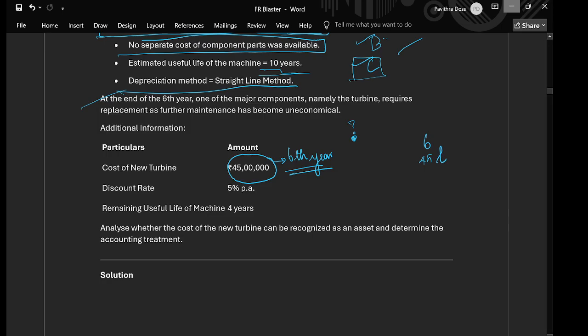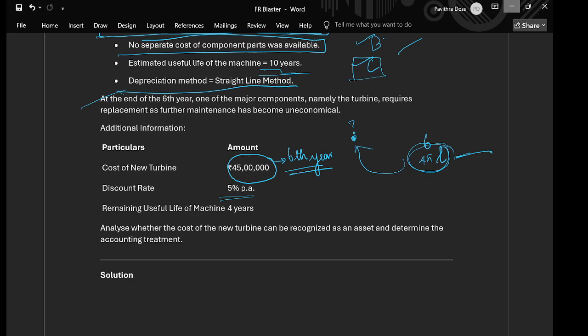But the problem is that we know the value of it only at the 6th year. We do not know the initial value, and they have given a discount rate. So at the end of the sixth year, the value is 45 lakh. And what is the value of it at the beginning? So we will discount and find it.